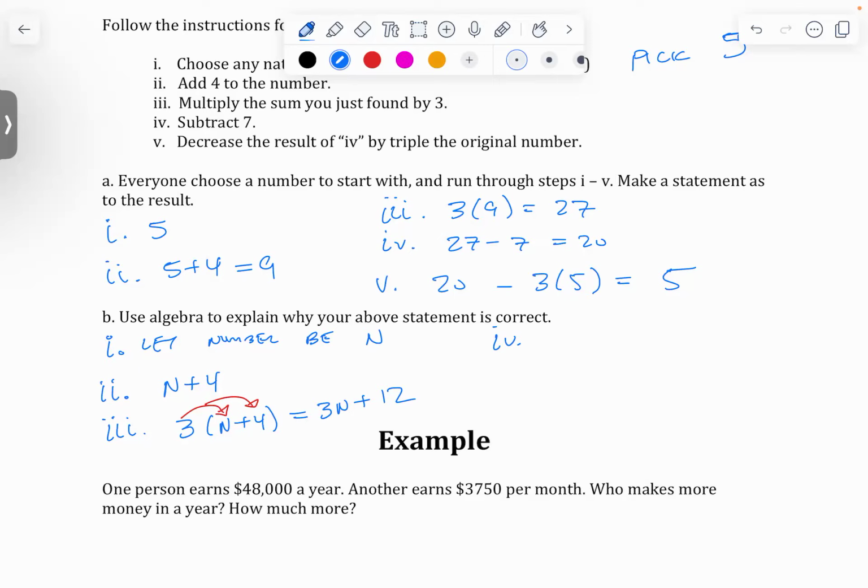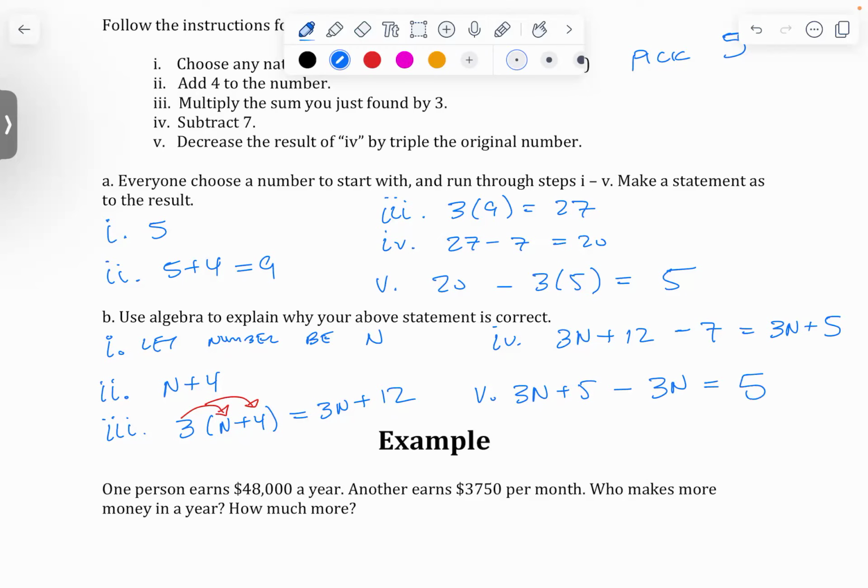Okay, subtract 7. So I had 3n plus 12 minus 7 gets me 3n plus 5. And lastly, decrease the result of 4 by triple the original number. So that's 3n plus 5 minus 3 times the original number, which was n, which is 3 times n. Notice 3n plus 5 minus 3n, which equals 5.